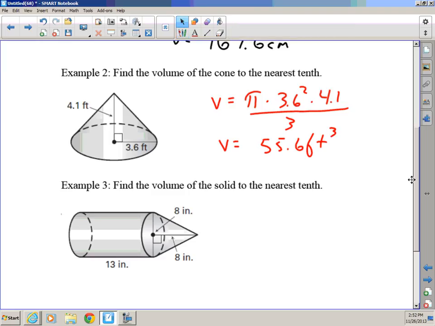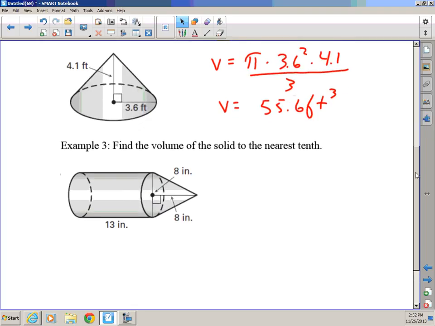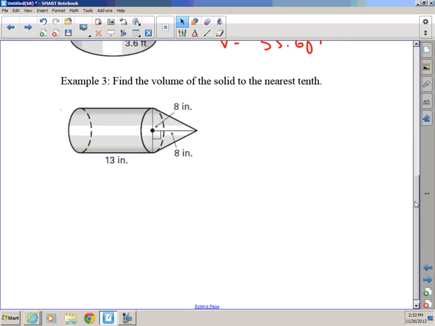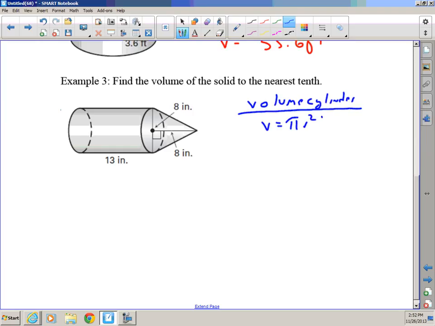All right. Now you'll see that we have a composite figure. What is this figure comprised of? Well, it's two parts, and it doesn't matter which one you do first, but I'm going to do the volume of the cylinder first. So remember that formula is pi r squared h. Now, 8 is this entire line, which is the diameter. That means the radius is 4. H, the height of the cylinder, is 13. So when I do that computation, I get 653.5 inches cubed.